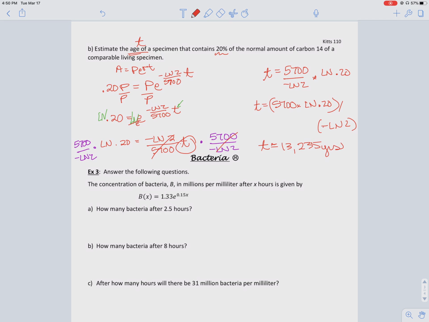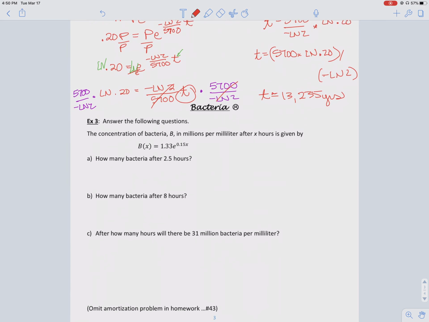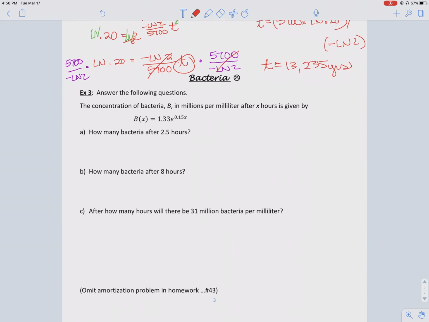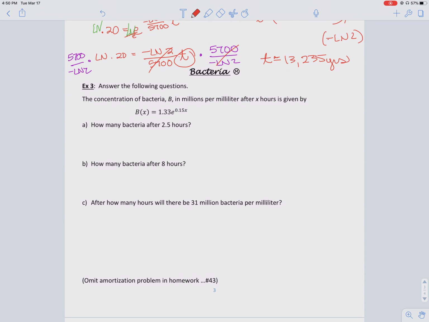All right, so the very last thing we're going to be talking about is bacteria, the growth of bacteria. Okay, so the concentration of our bacteria in millions per milliliter after x hours is given by this formula. So they've given you a formula. They just want to know how many bacteria are in there after 2.5 hours. So I'm just going to take 2.5, stick it right in there for my x. So B of 2.5 is 1.33 e to the 0.15 times 2.5.